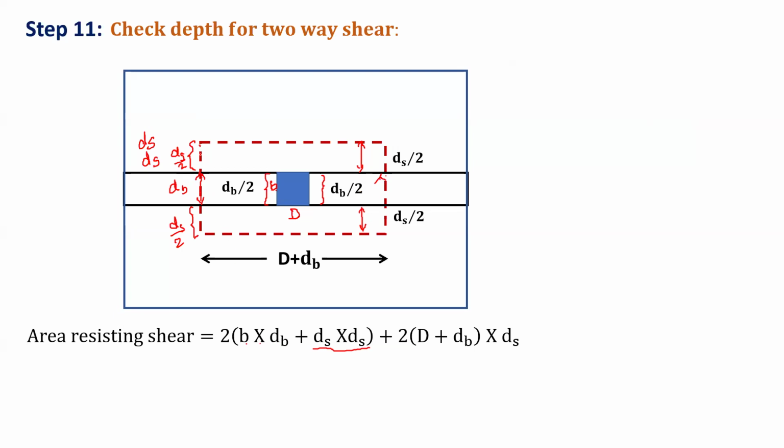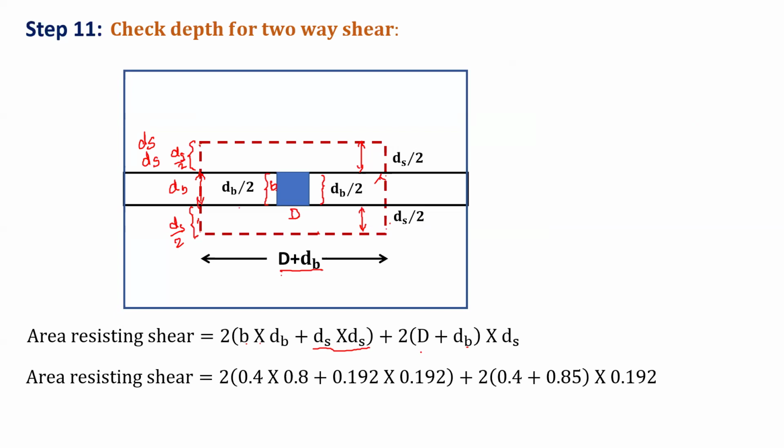So we will have the clear perimeter along this, perimeter into depth. Now we have this along the length. So now we have this total D plus dB, because we have dB by 2, dB by 2 is dB. And depth available here is depth of slab. So we have D plus dB into ds into D, and this will be the area resisting shear. And we will substitute the values, and by substituting these values we will get area resisting shear 1.194 meters square.